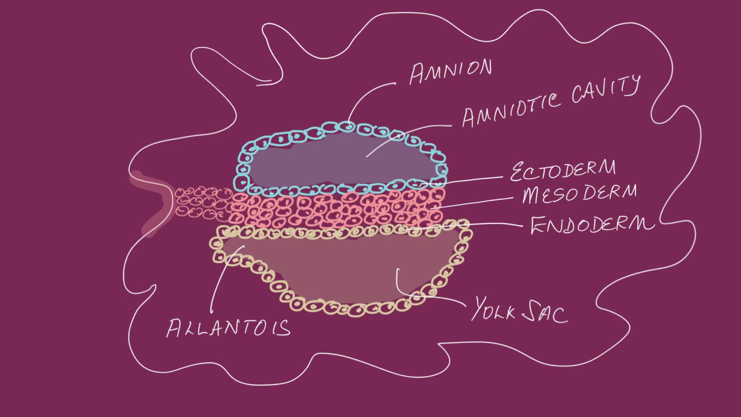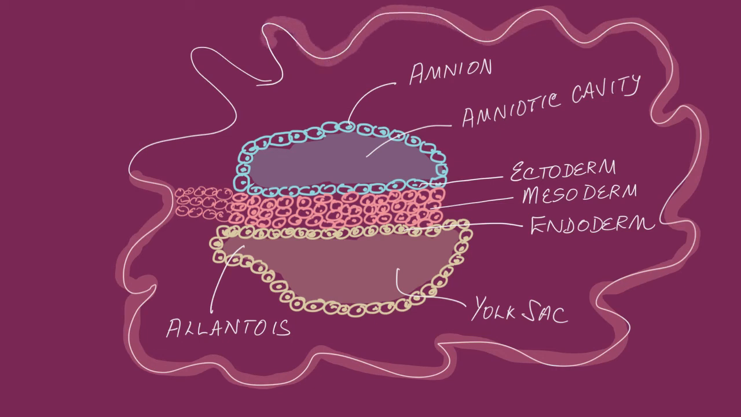The trophoblasts, in the meantime, continue to multiply and form what is called the chorion. The chorion is the placenta. It is the embryonic portion of the placenta.